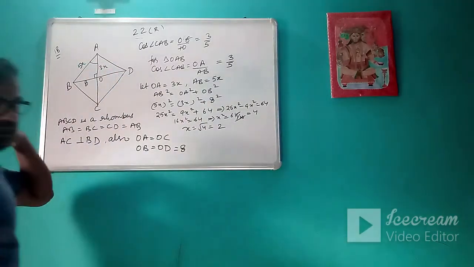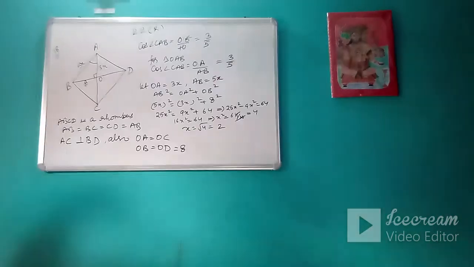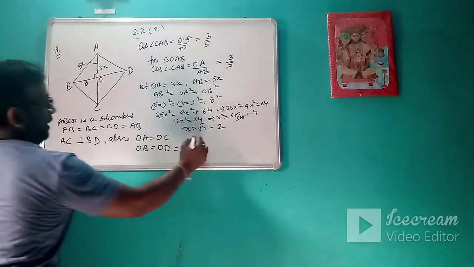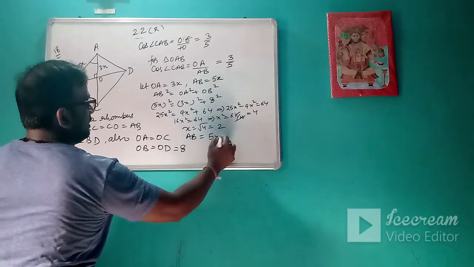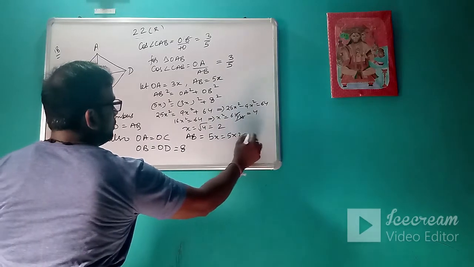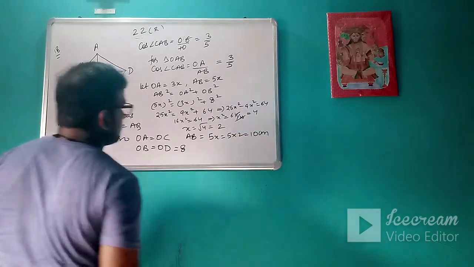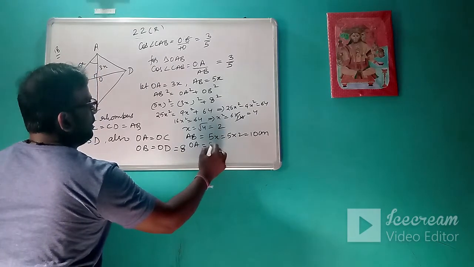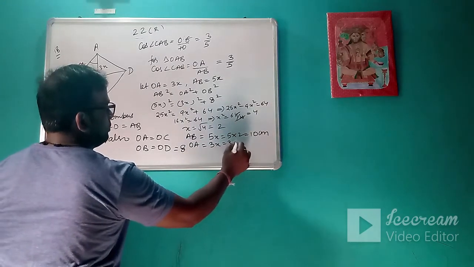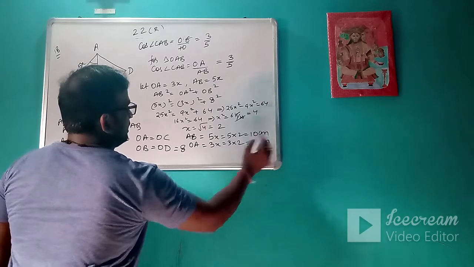We will take only the positive value. So what will be the value of AB? AB is equal to 5x, that is 5 into 2, 10 centimeter. And what is the value of OA? OA will be 3x, that is 3 into 2, 6 centimeter.